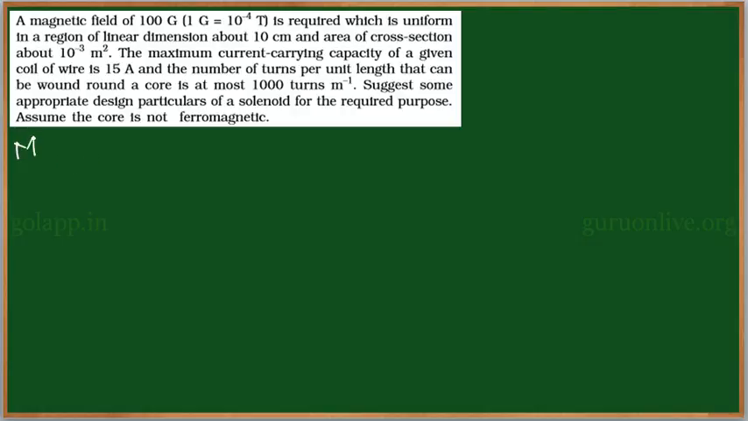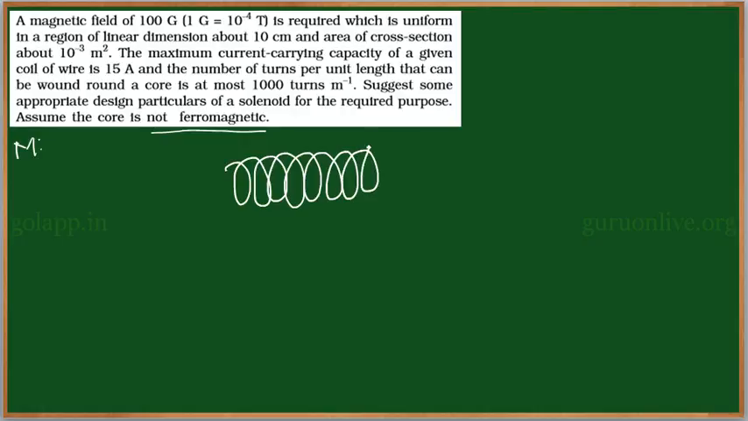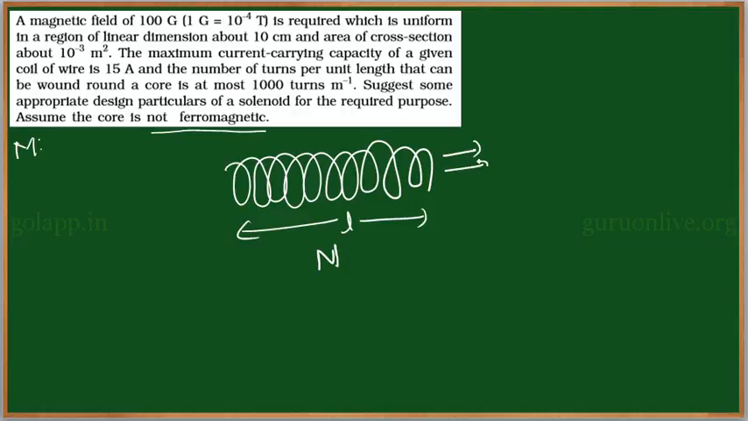Our motive is, we have a non-ferromagnetic material as a core for a solenoid. This is a solenoid whose core is non-ferromagnetic, and this solenoid has some length and has some number of turns N, and there is a uniform field that should pass through this solenoid. Assume it to be B, and it has some area of cross section A, and some current is flowing, that is I.